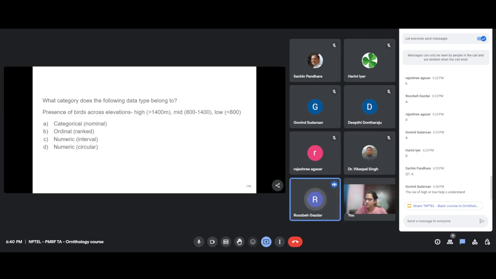For the purposes of any other study where I actually require data for, say, every maybe 10 meters or something, I would be able to use it, right? But for the purposes of this study where you don't really need it at that granular level, you would probably just rank it as high, mid, and low.